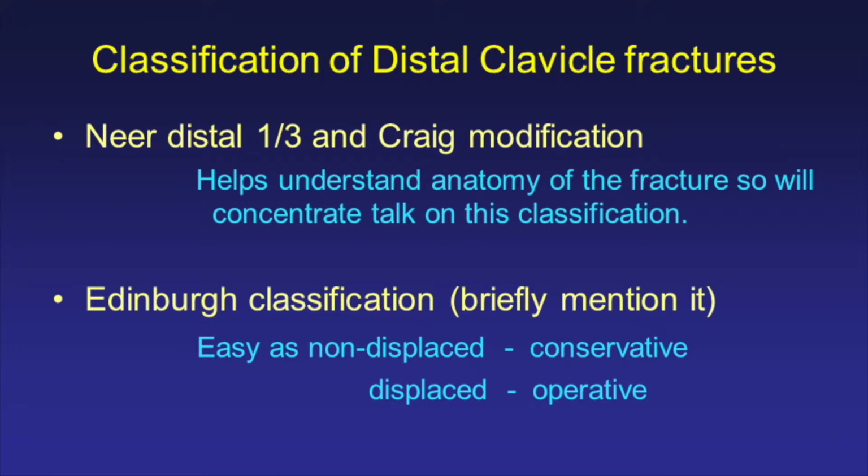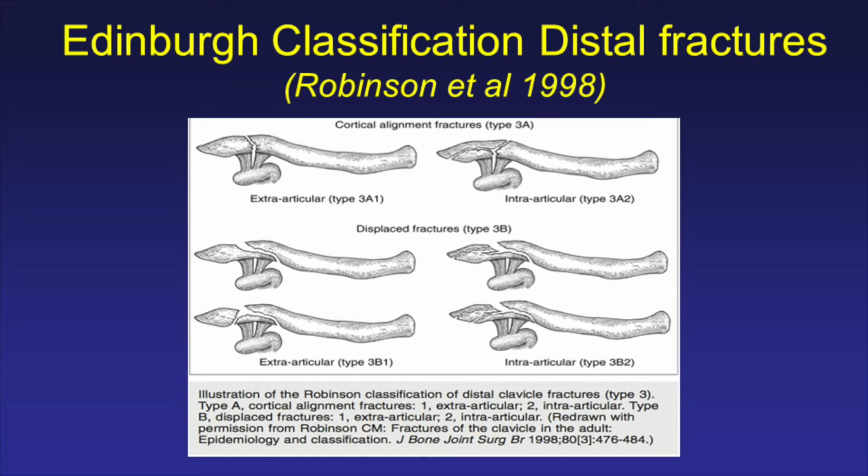With regards to the classification of distal clavicle fractures, Neer described the distal third fracture, and it was later modified by Craig. This helps us understand the anatomy, so I'm going to go through this particular classification as opposed to the Edinburgh one. The Edinburgh one is quite easy, I think, and most of us will agree that if the fracture is non-displaced, we'll treat it conservatively. If it's displaced, we'll treat it operatively. This is just a brief example of the Edinburgh classification: intra-articular or extra-articular, and displaced or non-displaced.